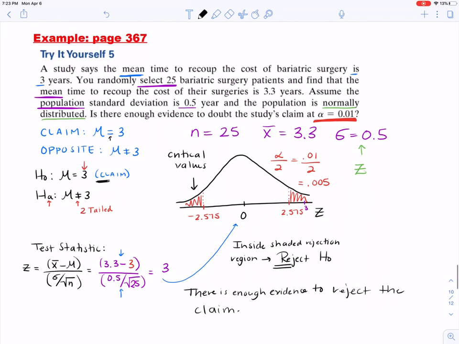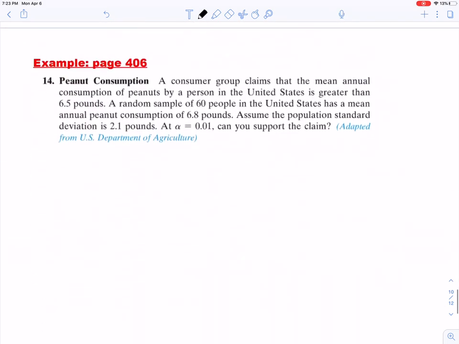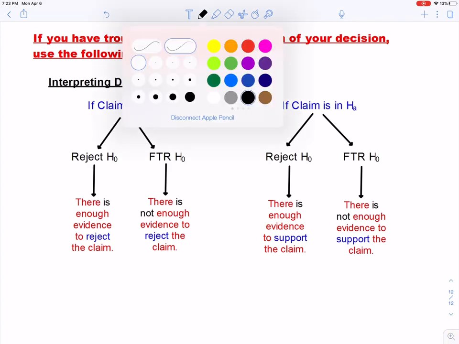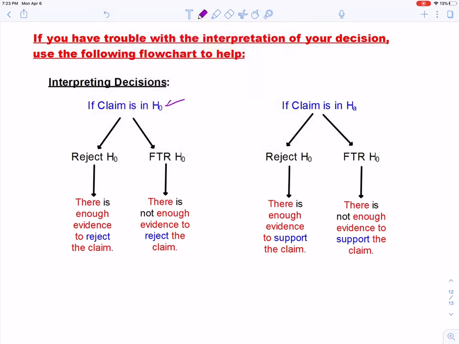And again, remember, if that interpretation gives you trouble, because it tends to be a little bit confusing at first, remember I put a little flow chart for you here at the end of your notes, and so you can use that to kind of help you as well. So like in this case, my claim was in the null hypothesis. I saw that in the very beginning. My test told me to reject the null hypothesis, and so here was my interpretation. There is enough evidence to reject the claim.